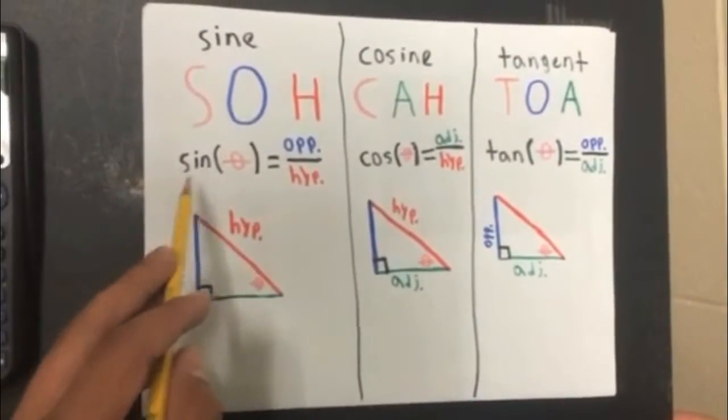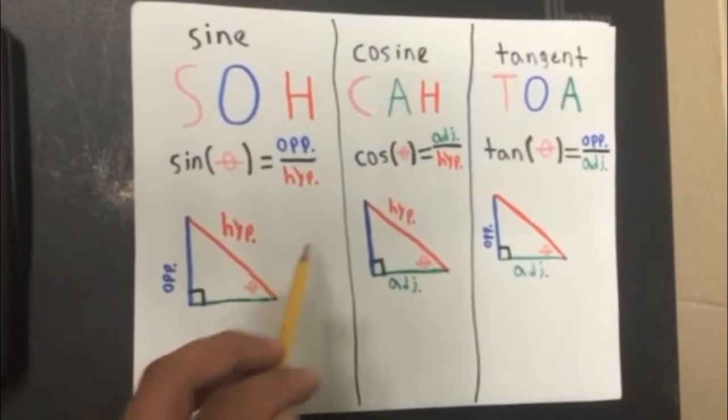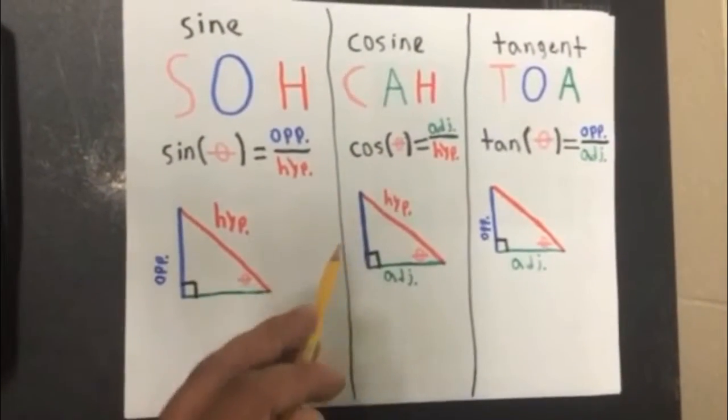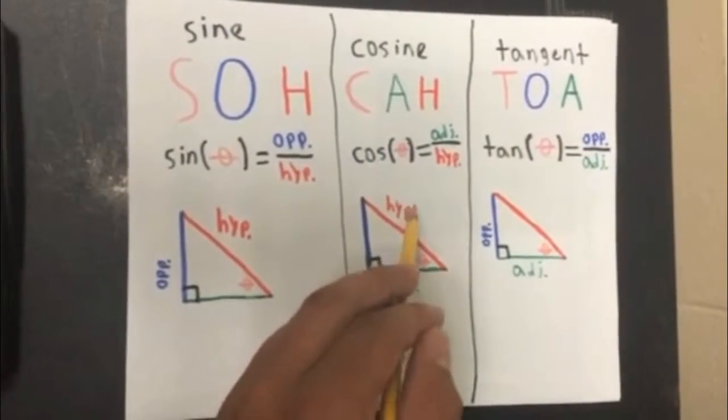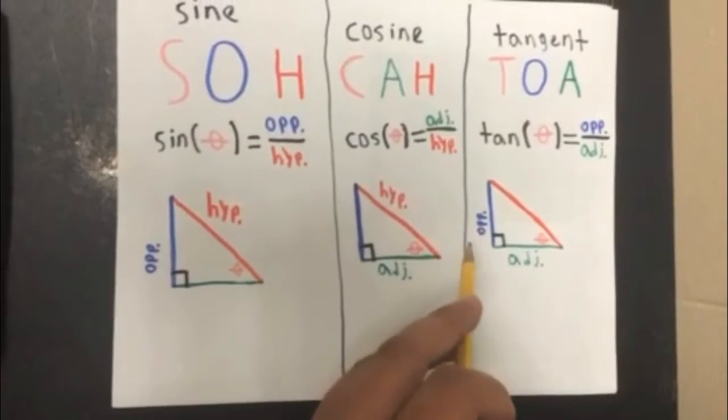Sine of the angle theta is opposite over hypotenuse, blue over red. Cosine of theta is adjacent over hypotenuse, green over red. And tangent of theta is opposite over adjacent, blue over red.